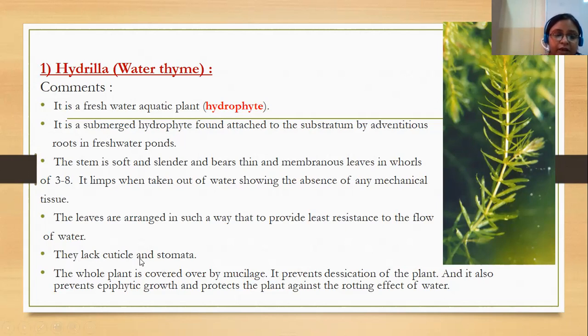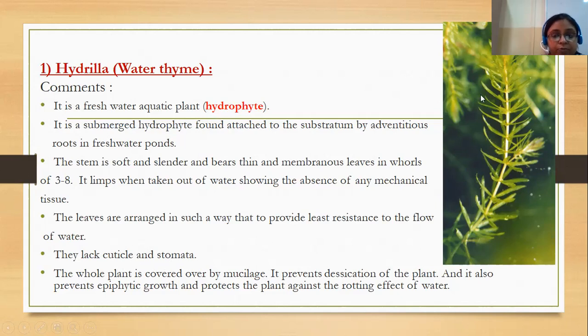Next point, they lack the cuticle and stomata. See, this cuticle is required on the land plants. Land plants have to stop the transpiration. They have to reduce their transpiration. Transpiration means the loss of the water in the form of water vapor from the surface of the leaves through the stomata.